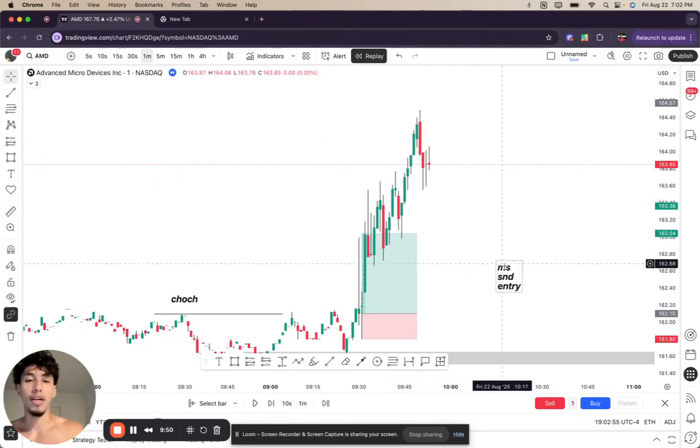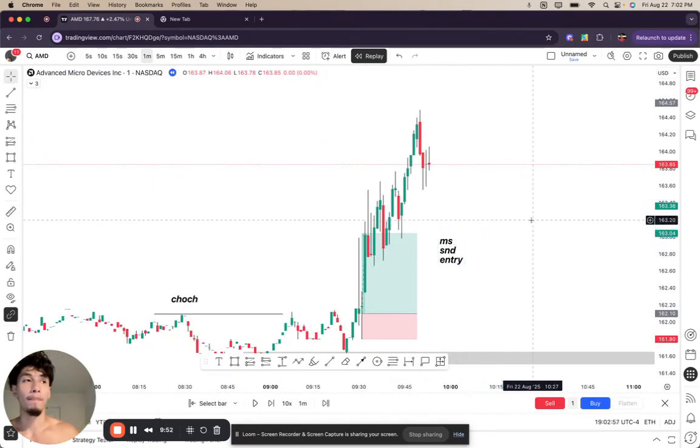All I care about is me entering off of actually trading my strategy, rather than trying to enter off of other things like other strategies or doing other shit. I think it's better if you just stick to your strategy and just keep working at it and keep getting better at it. But this was the trade that I took today.